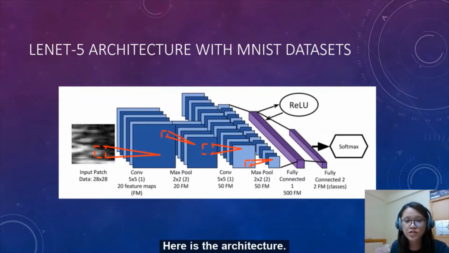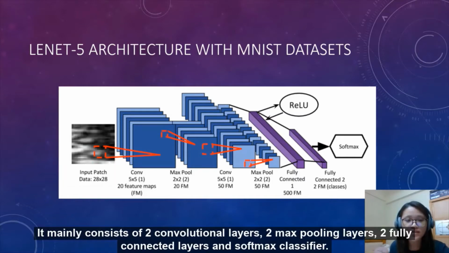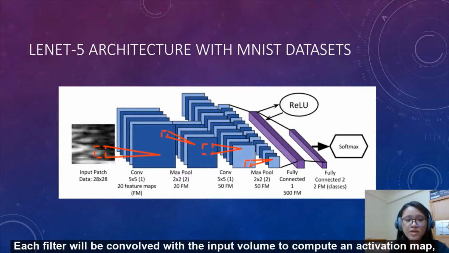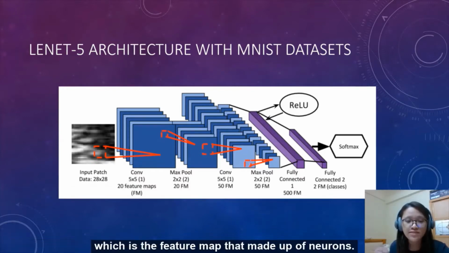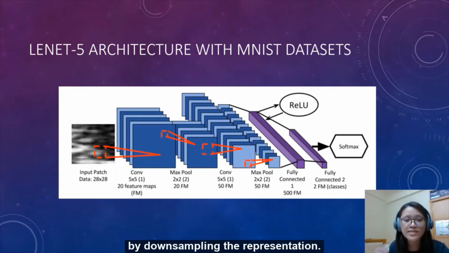Here's the architecture. The input is a grayscale image with channel value of 1. It mainly consists of 2 convolutional layers, 2 max pooling layers, 2 fully connected layers, and softmax classifier. The convolutional layer contains sets of filters. Each filter will be convolved with the input volume to compute an activation map, which is the feature map that is made up of neurons.